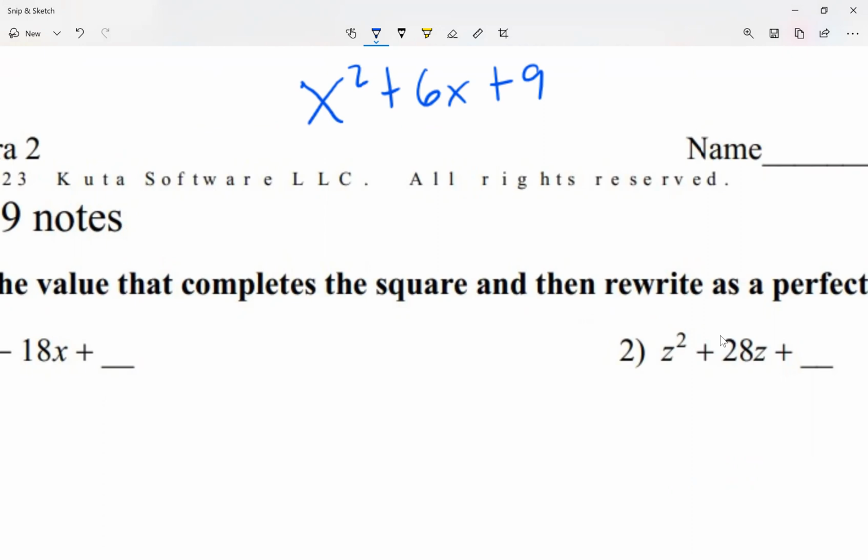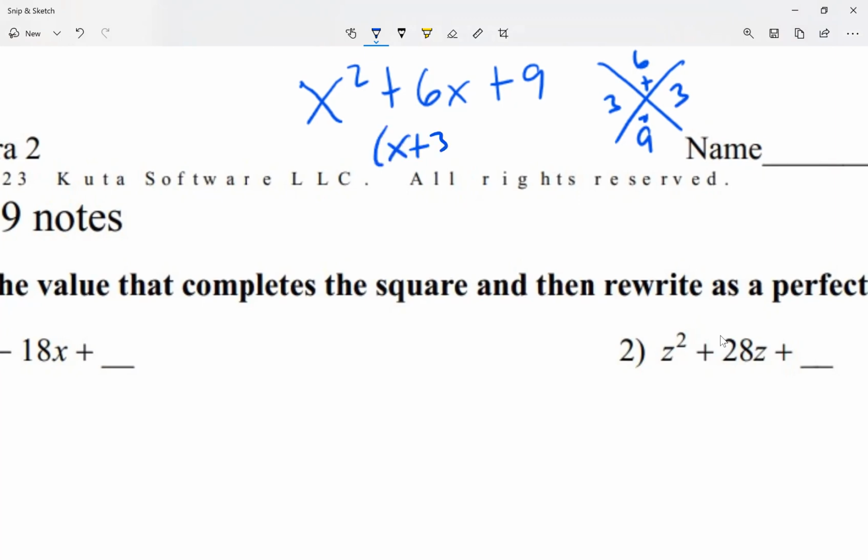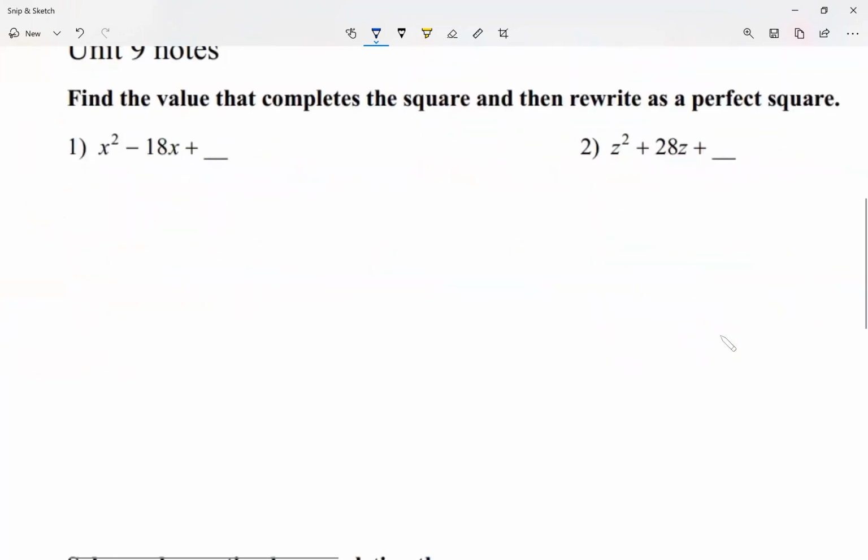Remember, we would look for two numbers that multiplied equal 9 and added equal 6, and we found that it was 3 and 3. We end up factoring this as (x plus 3) squared. We call this a perfect square because when we factor it, we get the same parentheses twice. So now what I'm going to ask you, first of all, is to find a value that completes the square and then rewrite it as a perfect square.